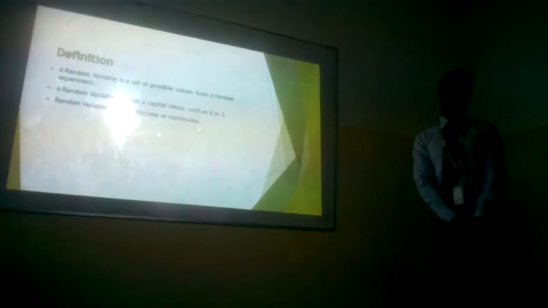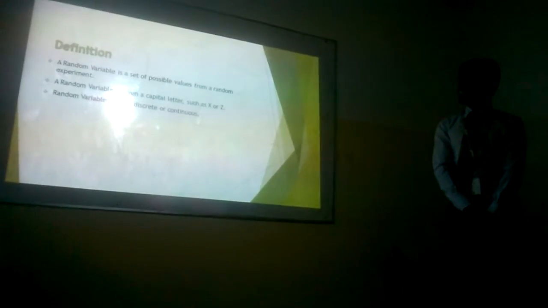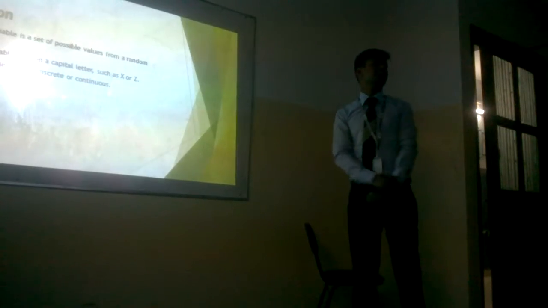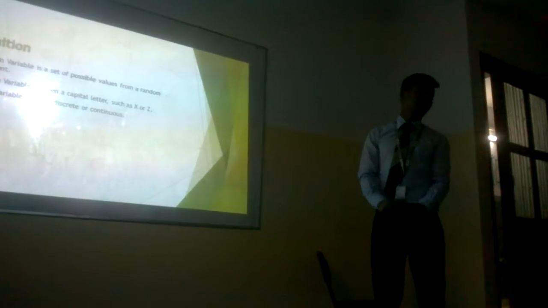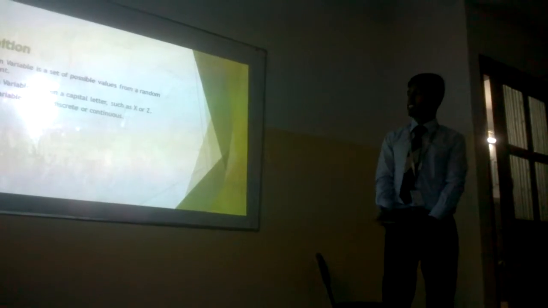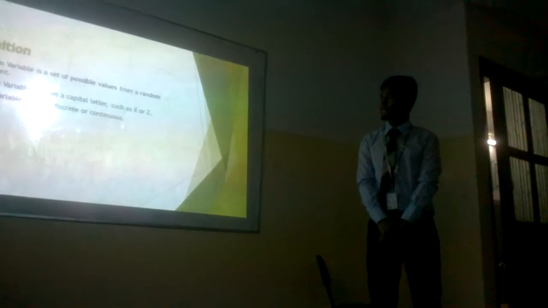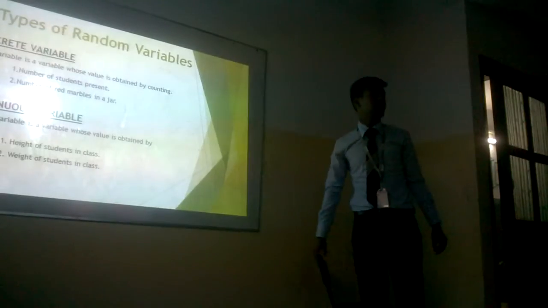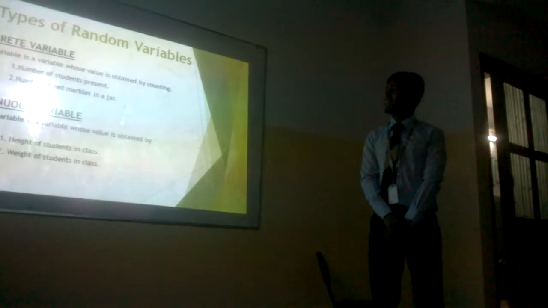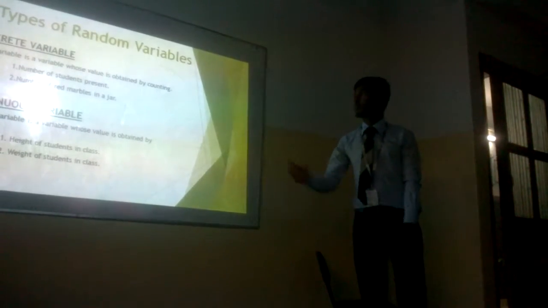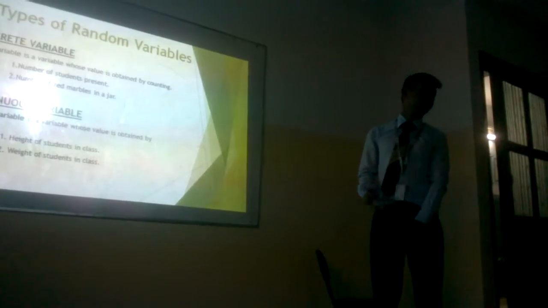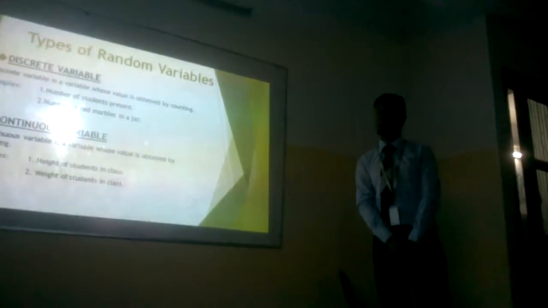Definition: A random variable is a set of possible values from a random experiment. A random variable is given a capital letter such as X and Z, and random variables can be discrete and continuous. Types of random variables: two types of random variables are given. One is discrete variable and another is continuous variable.